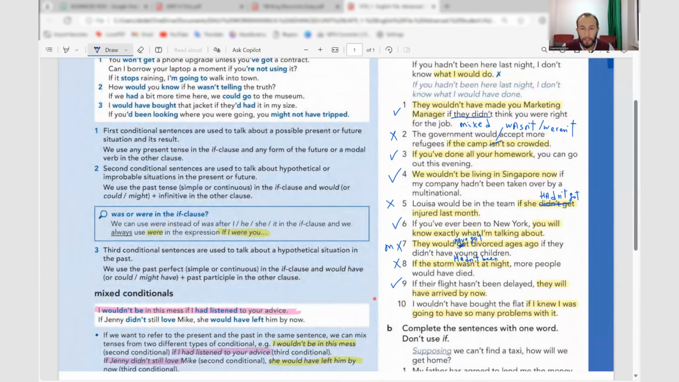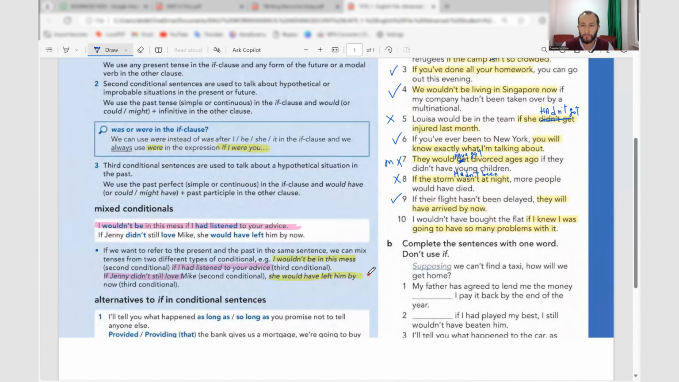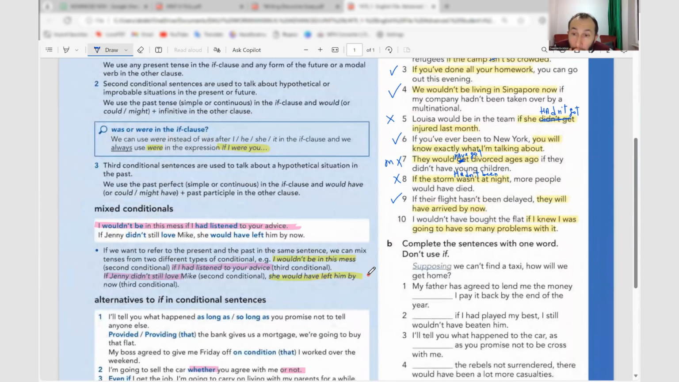Mrs. Walla, number 10. I think it's wrong. I wouldn't have bought the flat if I had known I was going to have so many problems with it. Yes, if I had known, past perfect. This is third conditional. Yes, great. Not I knew, if I had known. Okay, guys, great. So we've got B left.